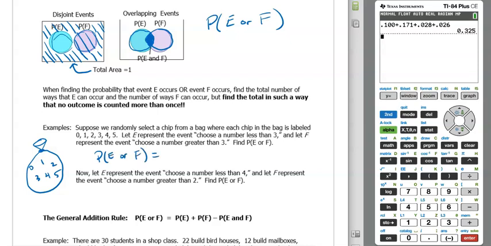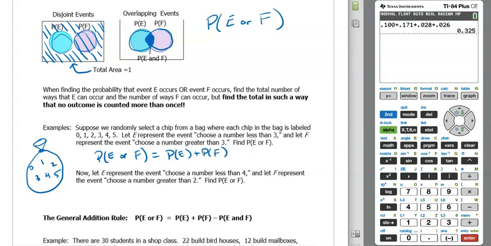we have to think about whether these events are disjoint or not. Choosing a number less than 3 or choosing a number greater than 3. Can those ever happen at the same time? It doesn't seem like it. So actually we can just use this special addition rule, which is that we add these probabilities together.